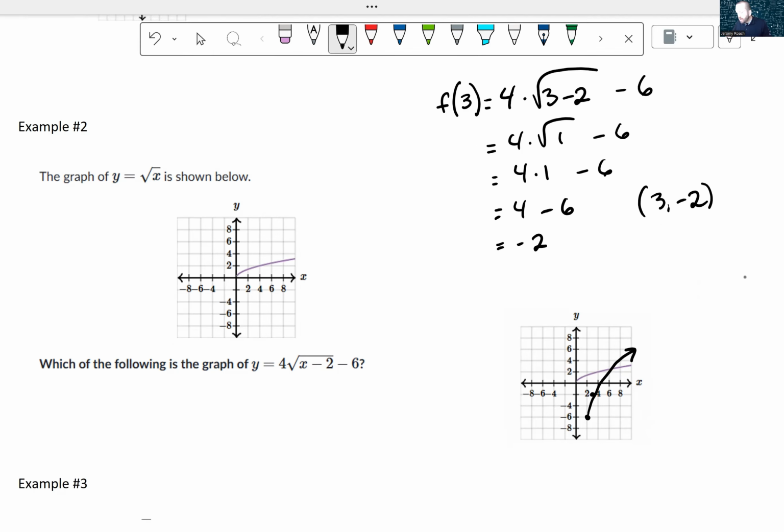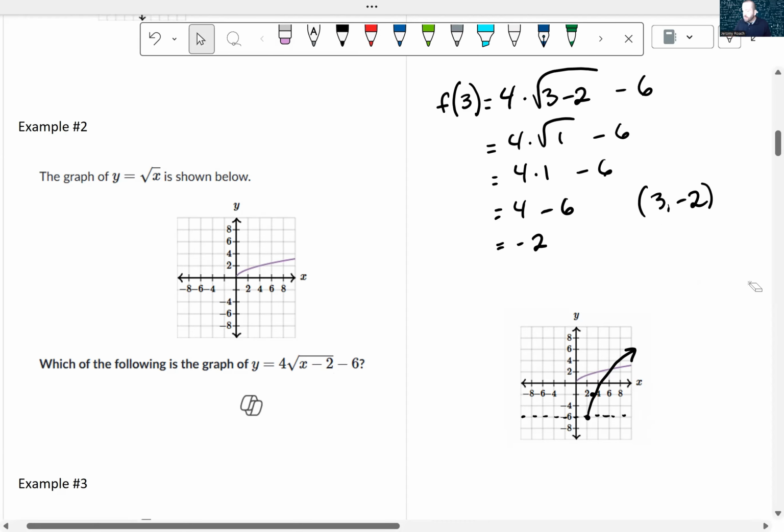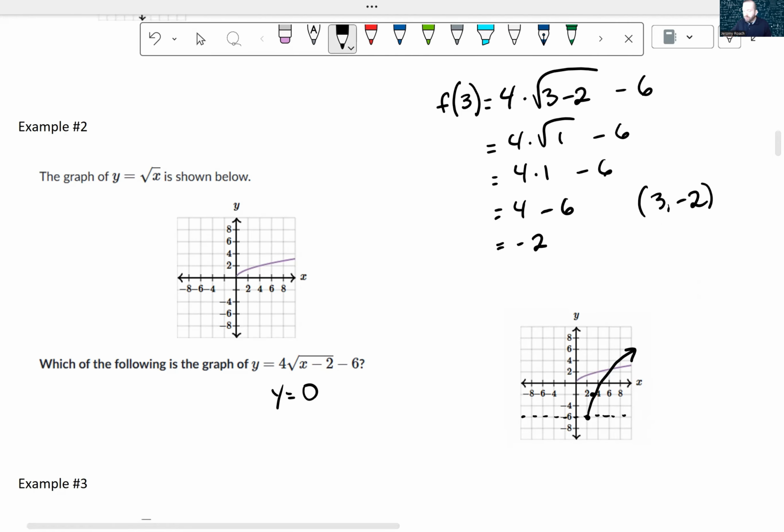Now, negative 6 means that it can't go below negative 6. So we've got an asymptote there at negative 6. It can't go any lower than that number. The reason is, whatever we plug in here, we can't have a negative square root. So the smallest value that we can have inside this square root is 0, which tells us our smallest y value is y equals 4 times 0 minus 6, which is y equals negative 6. That's the smallest y value that we can get.